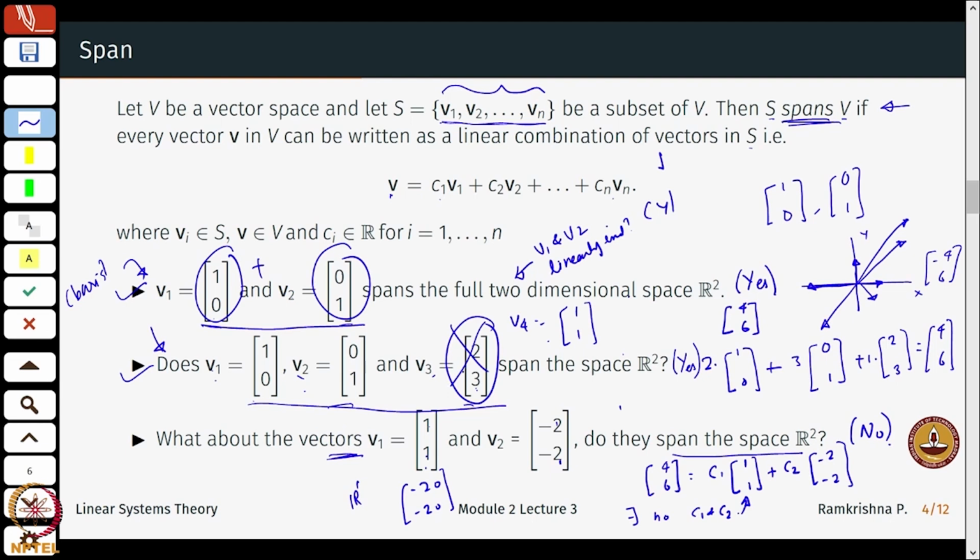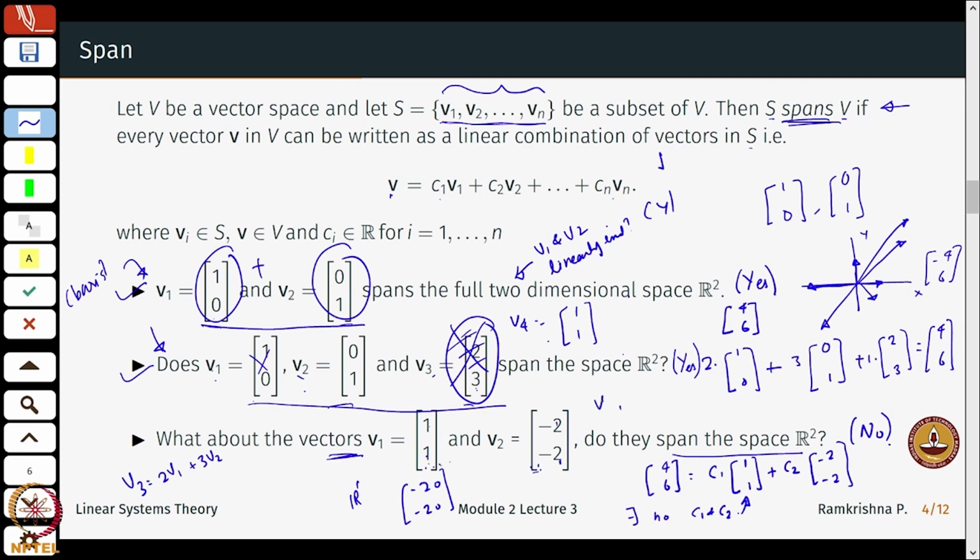You can check that. You can always write V3 as 2 times V1 plus 3 times V2. Therefore, you can simply throw this out and say V1 and V2 will span my entire R2. You can also alternatively throw V1 out and take V2 and V3. This will also span the entire R2. Whereas here I just have 2 vectors, but they still do not span the entire R2.